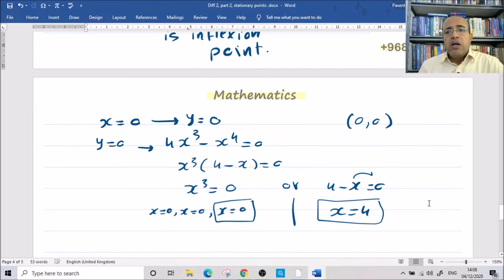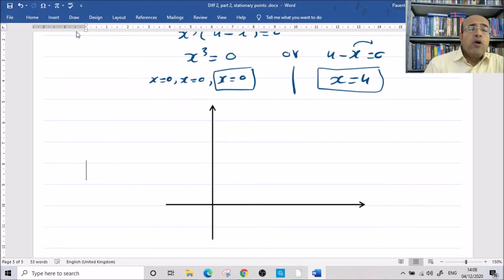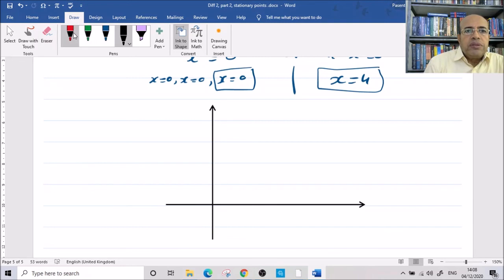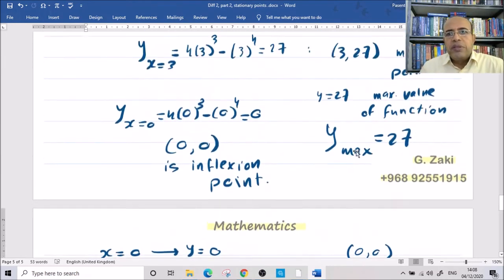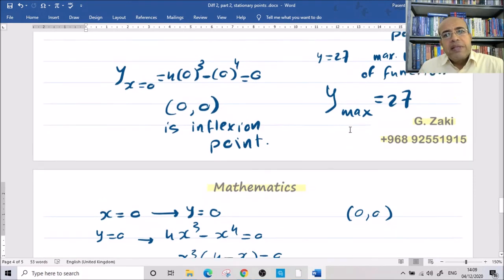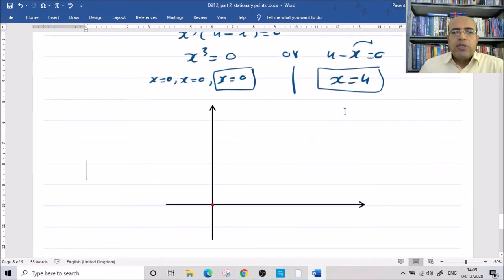Now, we draw the axes. What are the important points that we need? The first important point is (0, 0). And then we have the maximum point, x equals 3 and y equals 27. So let this point be 3, and y equals 27.